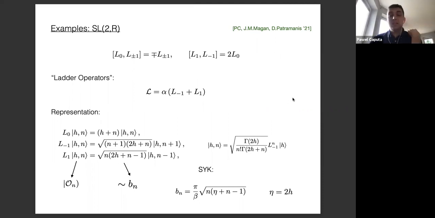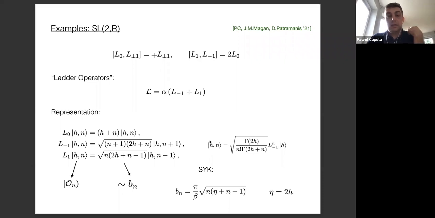So let me actually now do this for the SL2R. Basically, if we apply this idea to SL2R, as you know, its Lie algebra is given by three generators, L0, L1, and L-1. They satisfy these commutation relations. And in this case, the Liouvillean represented in the Krylov basis could be written as alpha times L-1 plus L1.